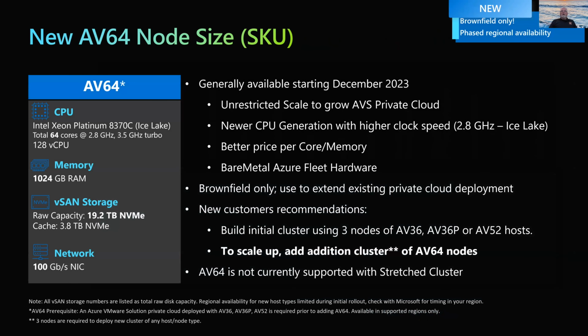We just announced at the beginning of this calendar year a new SKU, AV64, which is based on a newer version of Intel Xeon platforms. It's a 64-core offering with up to 128 vCPUs, a terabyte of RAM, as well as expanded vSAN storage. So that is newly available. We also have an AV36 and 36P. The 36 is being phased out because it's older, and we have an AV52 that's available as well. Those are just different hardware configurations.